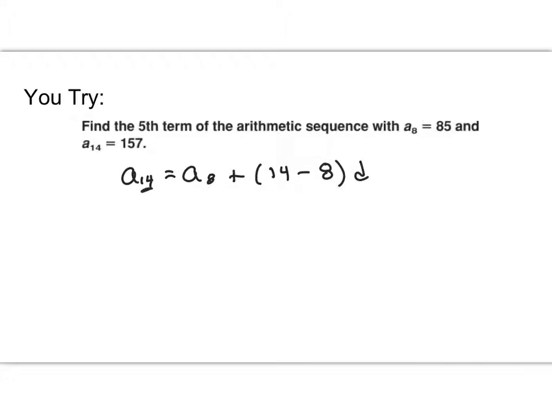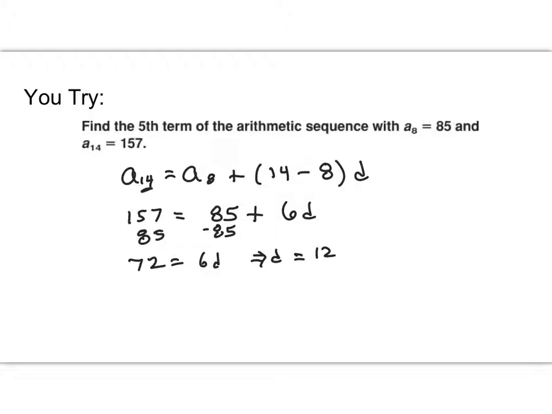So now I'm going to be able to calculate my difference as soon as I put in my terms. 157 is equal to 85 plus 14 minus 8 is 6d. All right, and then when I simplify that, I have to subtract 85 from both sides. I get 72 equals 6d. That means that d is equal to 12.